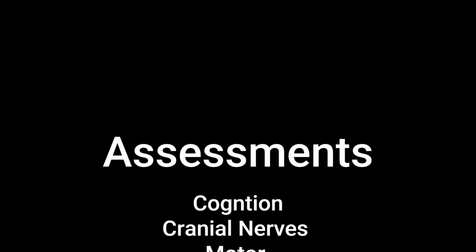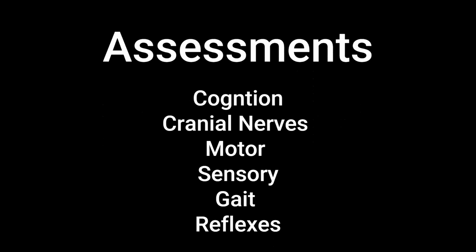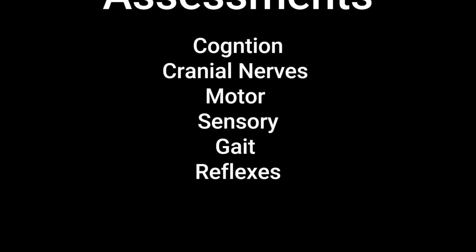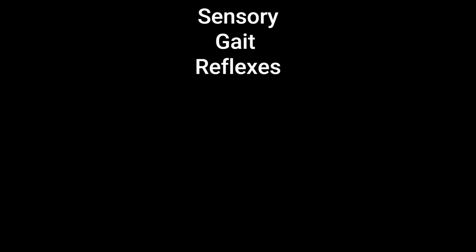A complete neurological examination should contain the assessment of cognition, cranial nerves, motor and sensory input, gait, and reflexes. Due to cognition assessments being commonplace in the pre-hospital setting, this video will not go into depth on the Glasgow Coma Scale or a mental status examination. However, clinicians should use these tools when conducting a comprehensive neurological assessment.